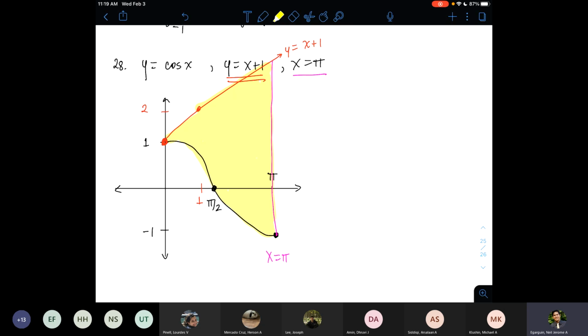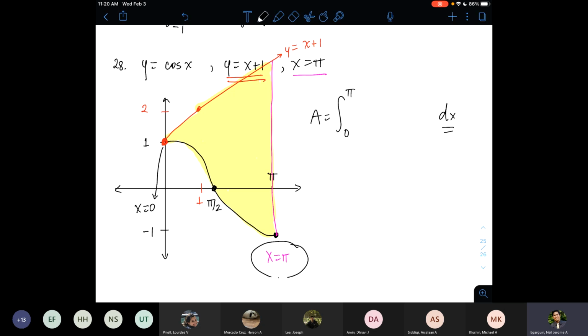Okay, and then since the functions here are given in the variable x, perhaps it would be easier to integrate with respect to the variable x so that we don't have to compute x in terms of y. First step is to look for the bounds for x. Well, we know that the region started here at x equals 0 and ended here at x equals pi. So the bounds would be from 0 to pi.